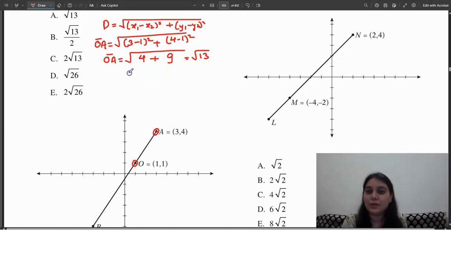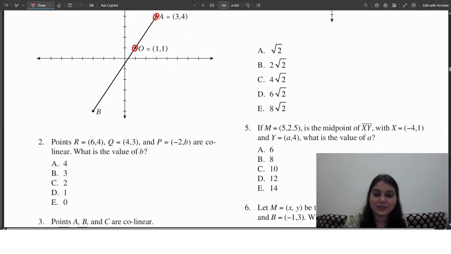Now, OB was given twice OA. So OB is clearly double of this. So 2 times under root 13, 2 root 13. So option C is right. Let's try the second question.